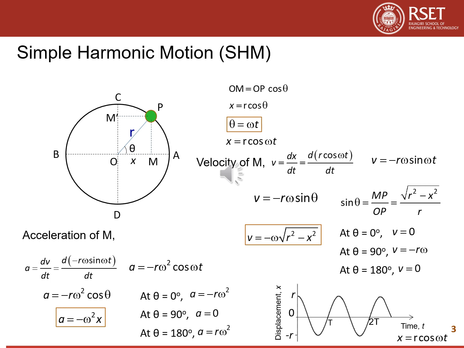Now, from that, we can write cos theta is equal to OM by OP. Here, theta is the angular displacement. And let OM be x, OP is the radius, so we are denoting it by r. So we can write x is equal to r cos theta. Now, theta is the angular displacement, and we know that angular displacement is angular velocity multiplied by time. That is, theta is equal to omega t. Now substituting the value of theta here, we get x is equal to r cos omega t.